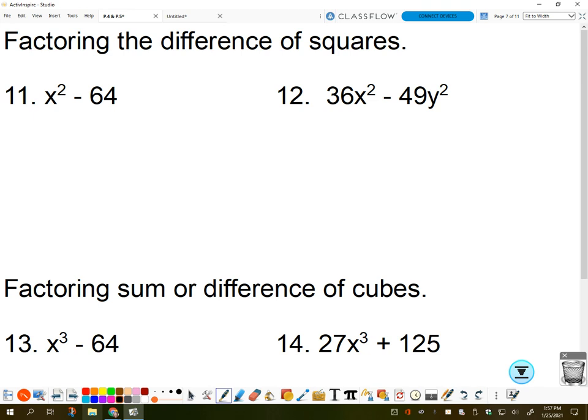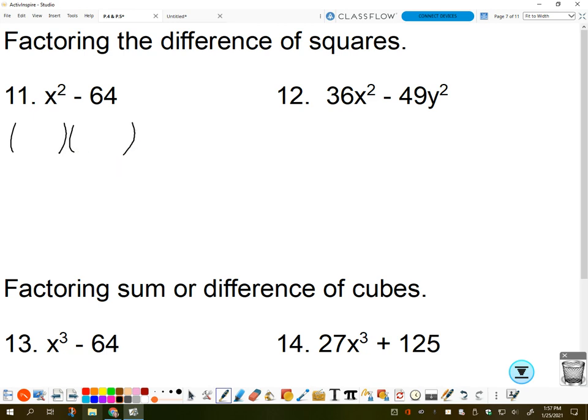You can factor the difference of squares, and you can factor a sum or difference of cubes. So with squares, it has to be a difference of squares. You cannot factor a sum of squares. And they're always going to factor the same way. It follows a simple little pattern.